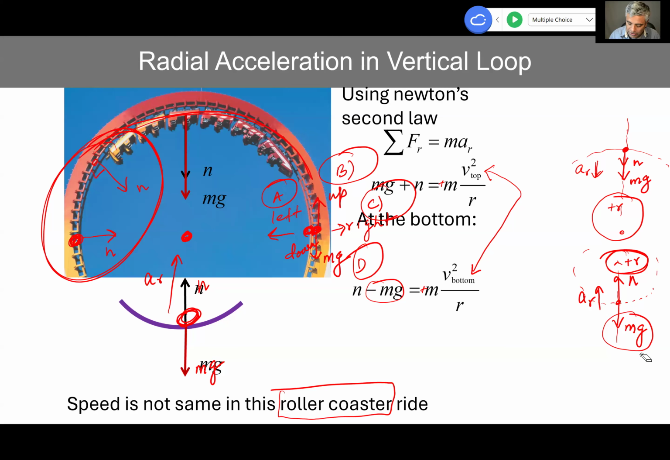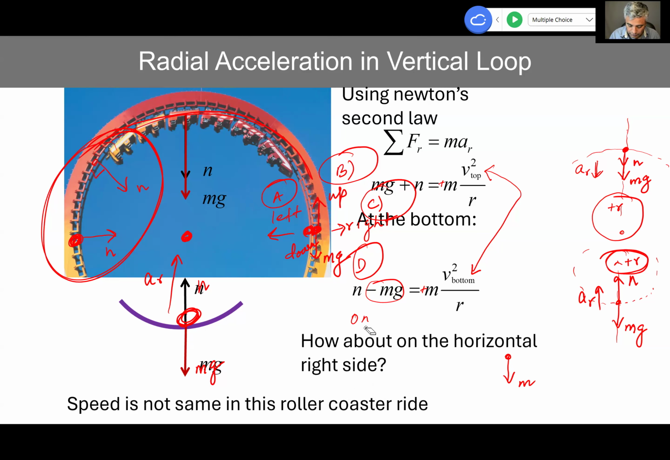So now, how do I draw a free body diagram? I know there are two forces. One is mg. Horizontal right side is that. So there is mg, there is n, and part of the circle looks like this in this case. So that means the center of the circle is on this side. So we choose this as a positive r. And as always, radial acceleration is towards the center, right?